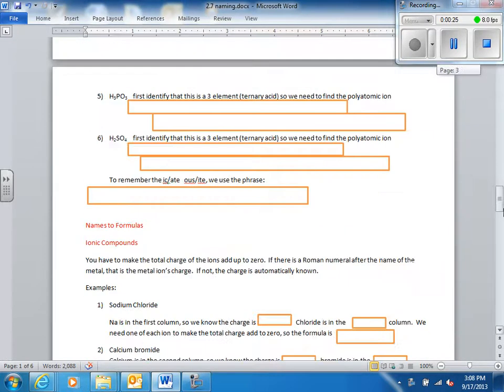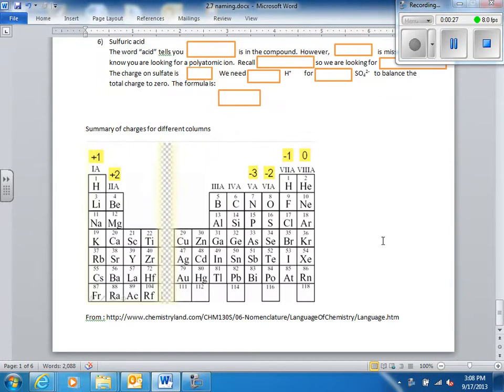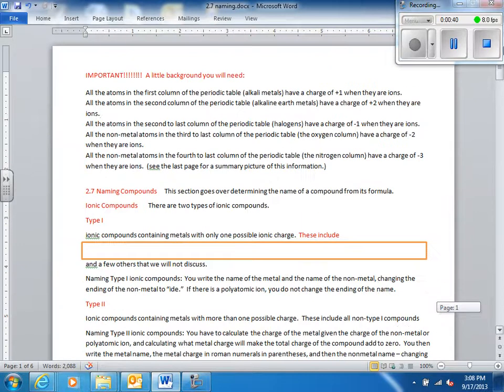So there's an important note here. You will see on the very last page, there's this picture right here of a periodic table showing you the charges of elements in a specific column of the periodic table. And in the first paragraph, we'll be referring to this pretty often throughout today's video. And the descriptions are all in here of what you saw in that periodic table at the end.